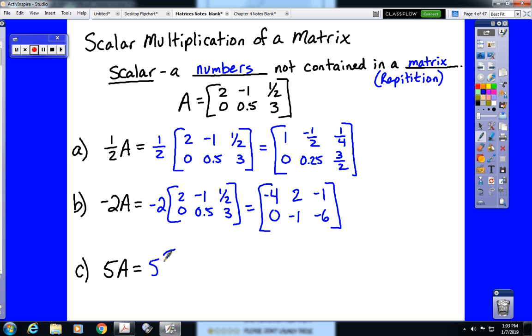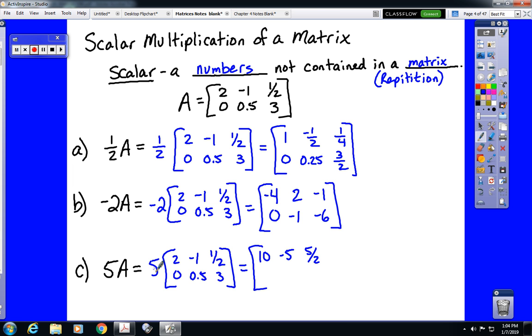Finally, 5A. Again, we're just going to do 5 times each number in matrix A. 5 times 2 is 10. 5 times -1 is -5. 5 times 1/2 is 5/2. 5 times 0 is 0. 5 times 0.5 is 2.5, although you could write that as 5/2. 5 times 3 is 15.